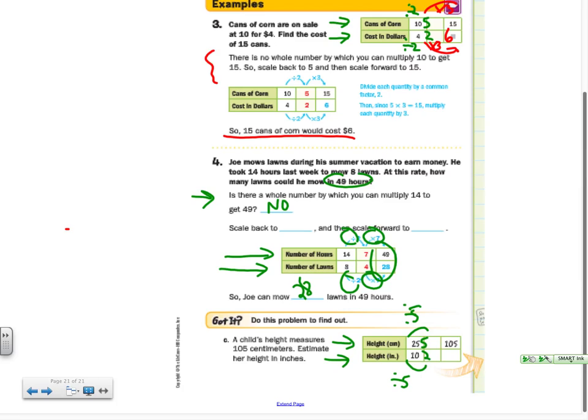Now if I look at 5 and 2, can I get from 5 to 105? Yep. If I divide 105 by 5, that means I multiplied by 21. So I do the same thing to the 2 and I get 42. So the child's height is 105 centimeters, and in inches, it would be 42 inches.